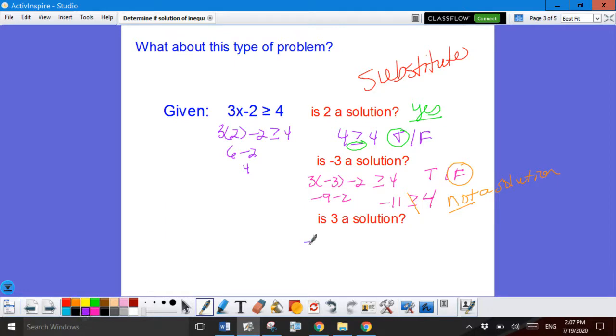All right, what about 3? 3 times 3 minus 2. So 9 minus 2 is going to give me 7. Is 7 greater than or equal to 4? Yes, so that is a solution.